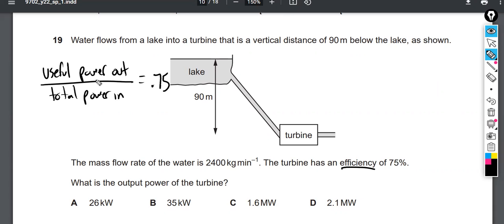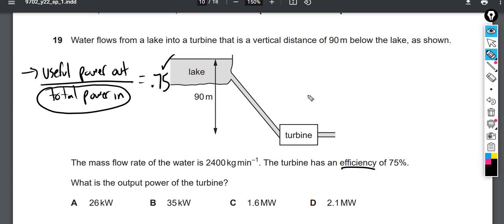So the ratio of how much useful power we're getting out to the total power that goes in is only 0.75. They want the output power, so we're solving for the numerator here. We've got the ratio, and there must be a way to figure out the denominator. That's why it's nice to anchor your thoughts on an equation, because even if it's not clear at first how to approach the problem, it gives you a roadmap. I need to somehow calculate the total power that went into this.